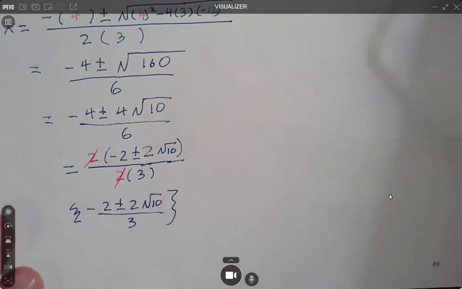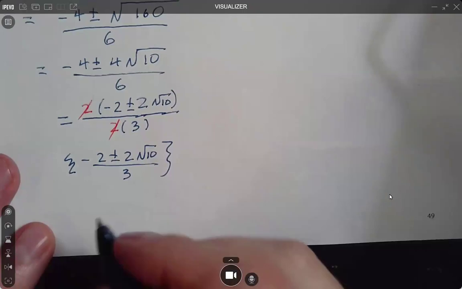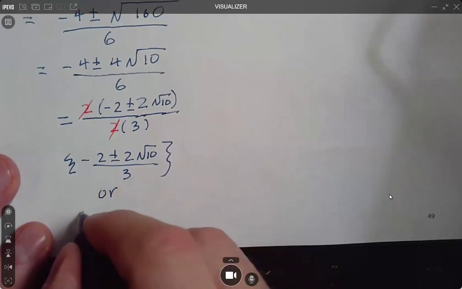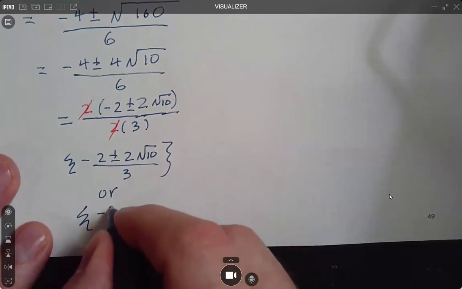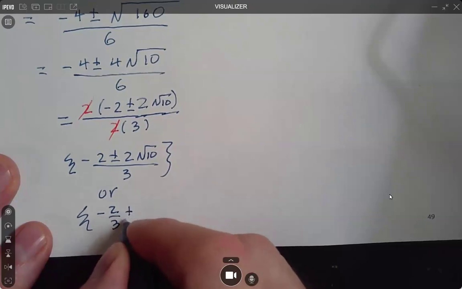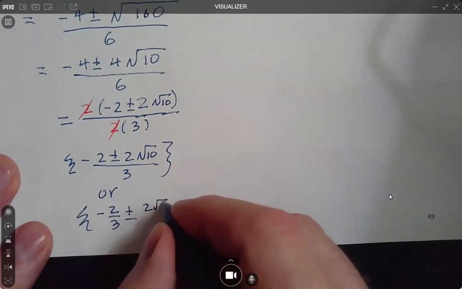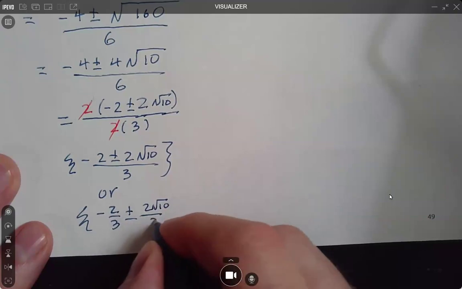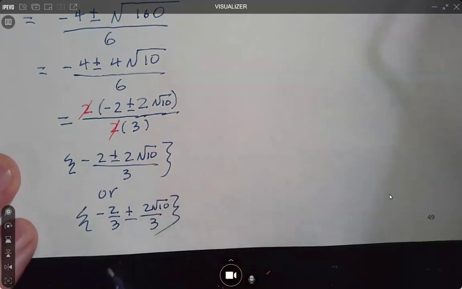So that's one way you could see it. Or, again, sometimes they might write it as two separate terms, as negative 2/3 plus or minus 2 square root of 10 over 3. So either answer would be fine.